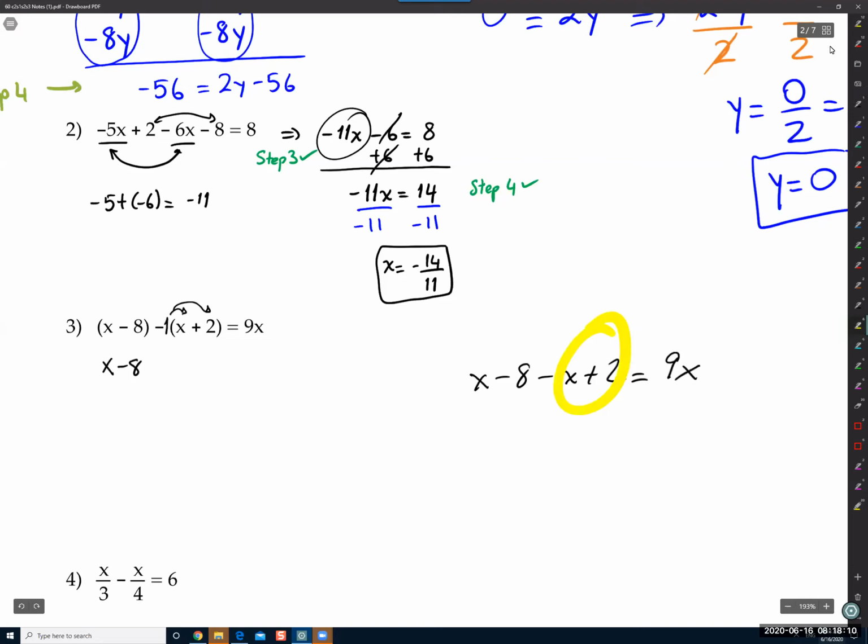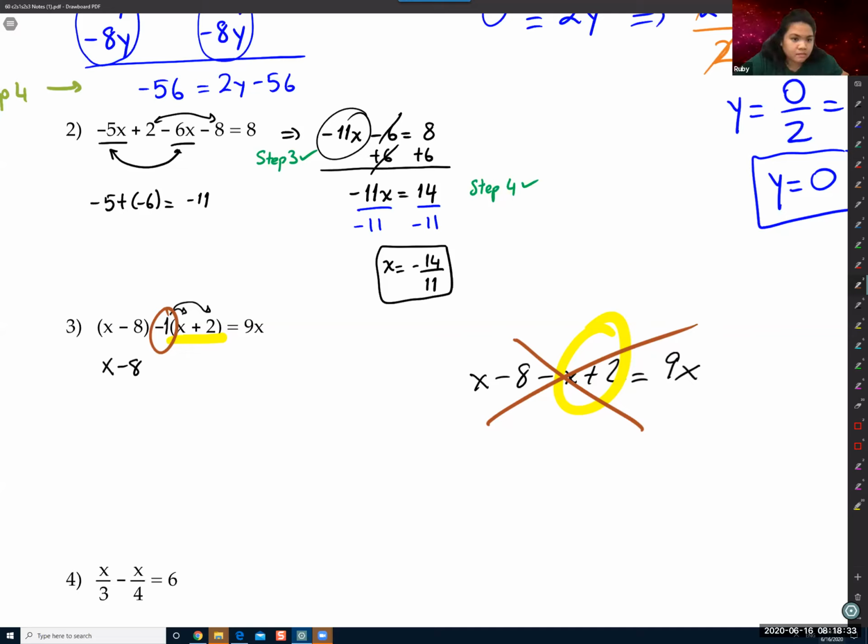Right there. I didn't distribute the negative. I simply dropped the parentheses down. But everything in here will be subtracted. So that is the wrong way to do the problem. That's just gone. Not clearing the parentheses properly means that whatever the coefficient in front of it, you have to distribute it inside. And if you don't do that, it's gone. So that's wrong.